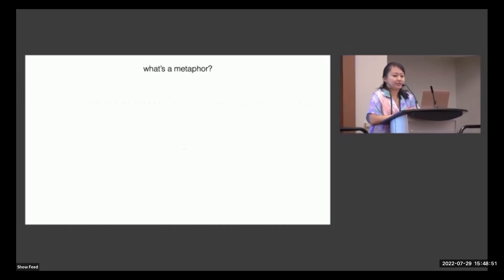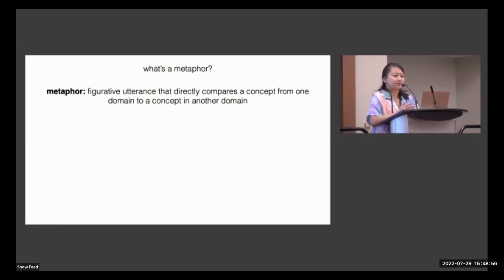So first of all, what's a metaphor? This can be a hard question, but I'm just going to broadly define it as a figurative or non-literal utterance that directly compares a concept from one domain to a concept in another unrelated domain. A very classic example is something like Juliet is the sun, right? When we hear that utterance, we don't literally think that Juliet is a big flaming ball of fire in the sky, but we think that there are some ways in which these two concepts share similar attributes, and we can still make meaning from this utterance.